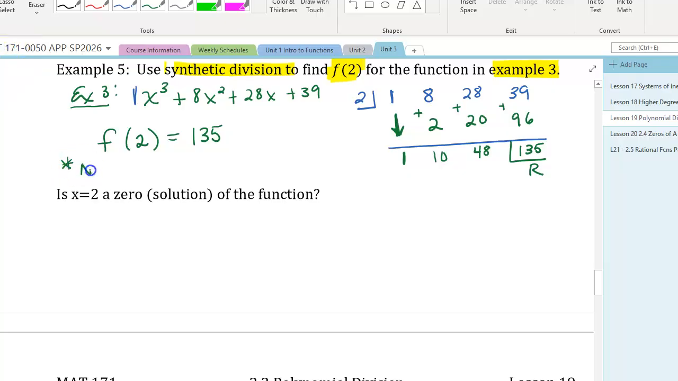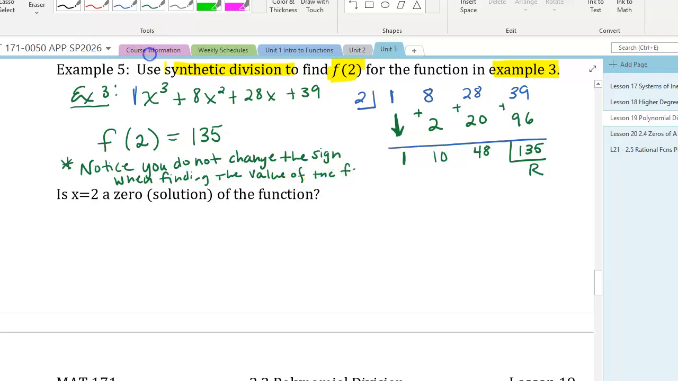Notice that you do not change the sign of 2 here because we're finding the value of the function. So you do not change the sign when finding the value of the function. And I guess I should say the sign of c. So this would be our c value.